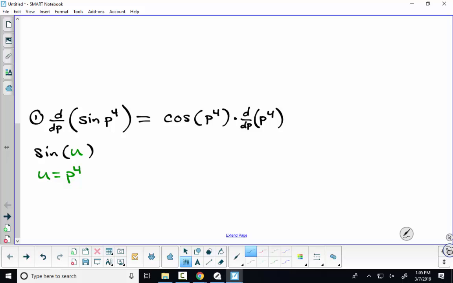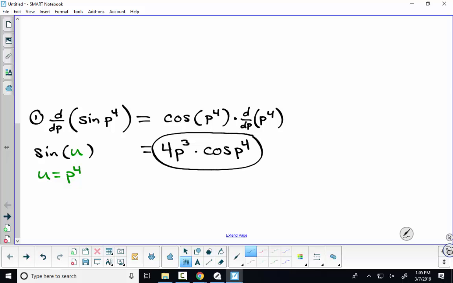Okay, derivative of p to the fourth, that's just our power rule. We've got 4p cubed times cosine p to the fourth. Okay, so that's one of the derivatives we're going to put in from our product rule. Any questions on that?